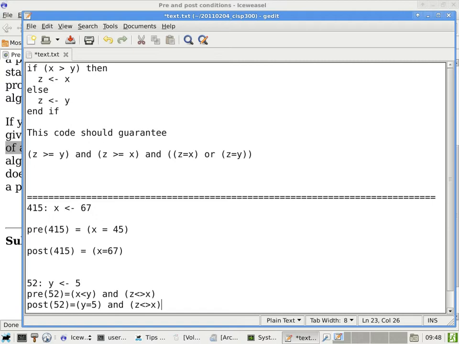Well, at least we can say that much, because line 52 does not change x, it does not change z, so the relationship between x and z will still be maintained. Nothing is going to change that at this point. Are we doing okay so far?